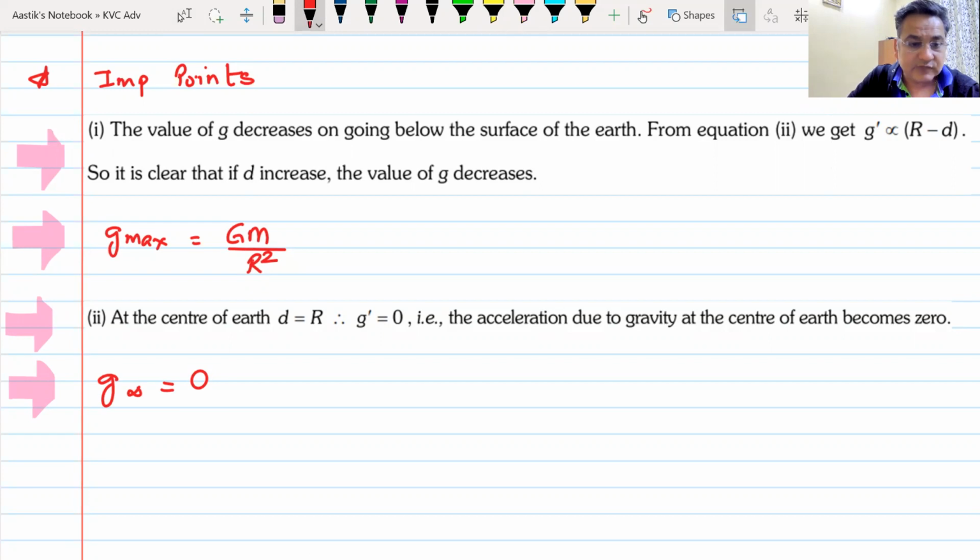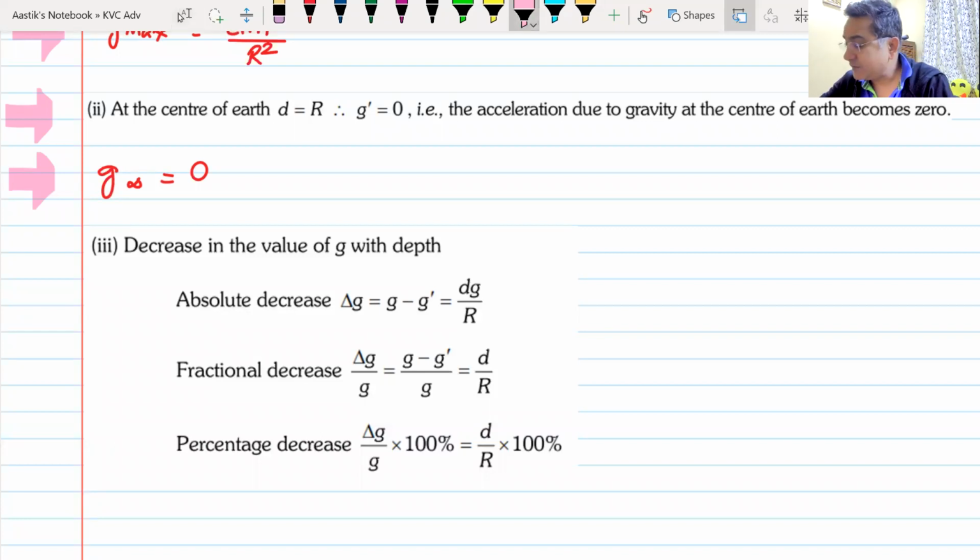Now this question always comes, which talks about the percentage change. And you must remember, whenever you talk about percentage change, this is how g varies: absolute decrease with depth, fractional decrease with depth. The same sort of formulae that we had seen for variation in height, the same formulae are now made for variation in depth. We understand this, yes or no? Yes, sir. And then you can note down the last point.